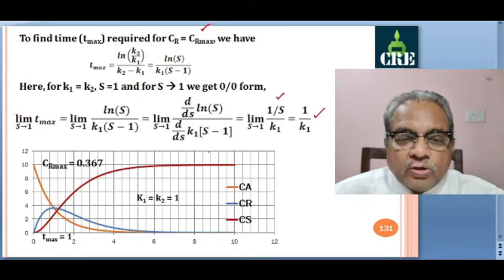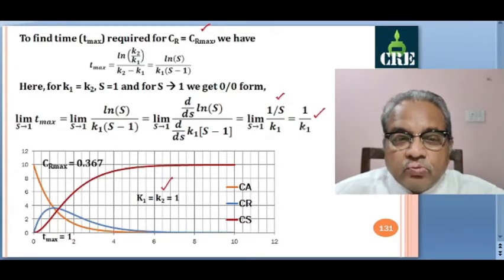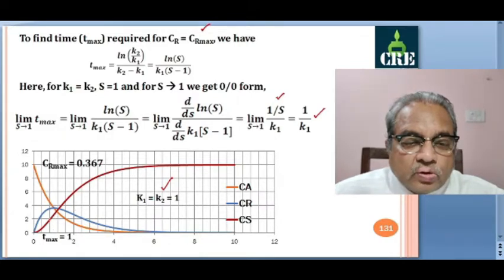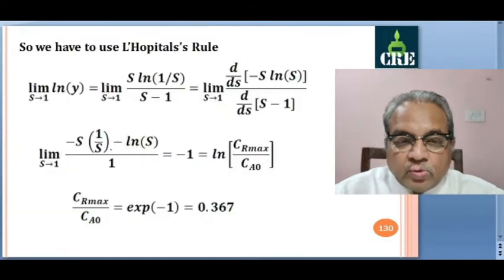You can plot this CA, CR, CS. This plot is for k1 is equal to k2 is equal to 1. So if k1 is 1, t max will also be equal to 1. So at t is equal to t max, which is equal to 1 for this value, somewhere here you get CR max value, and this CR max is nothing but 0.367, which is e raised to minus 1. This we have seen.